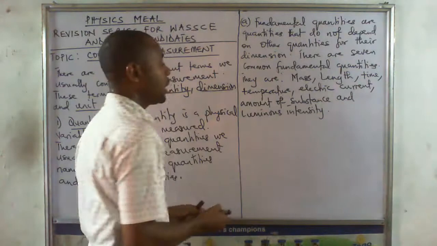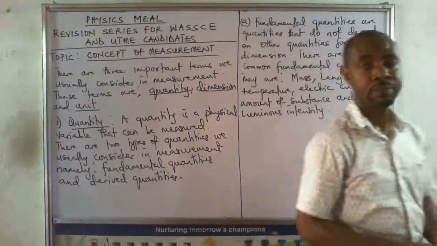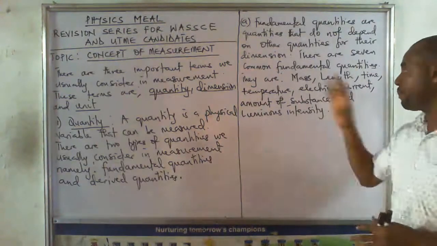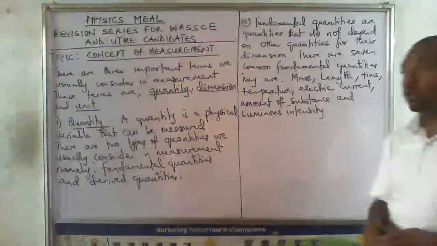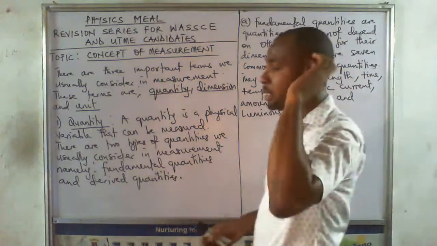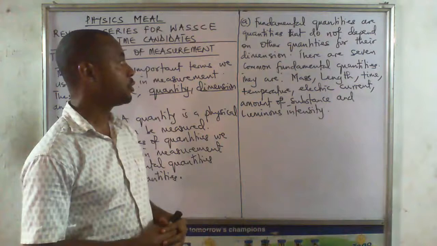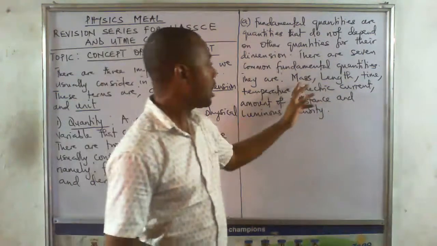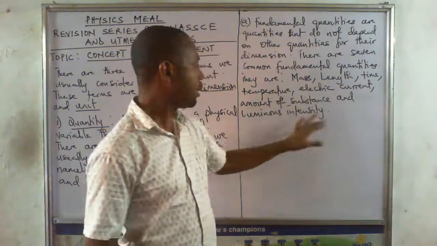Seven of them. So we have mass of a body as a fundamental quantity. Length is a fundamental quantity. Time is fundamental. Temperature, electric current, amount of substance, and luminous intensity are also fundamental quantities. So seven fundamental quantities: 1, 2, 3, 4, 5, 6, and 7.